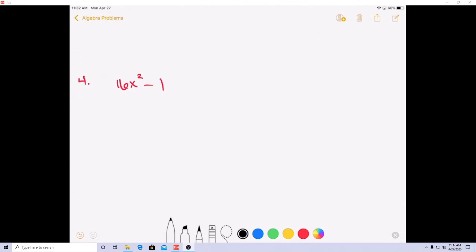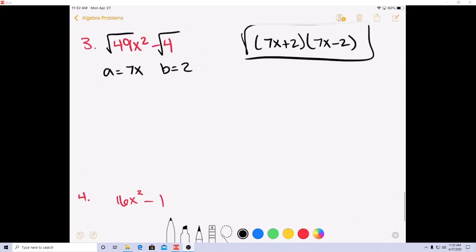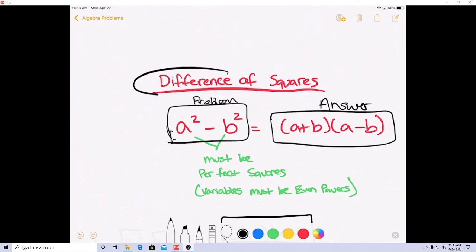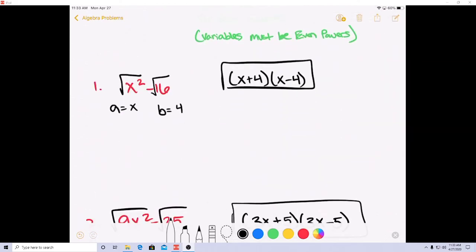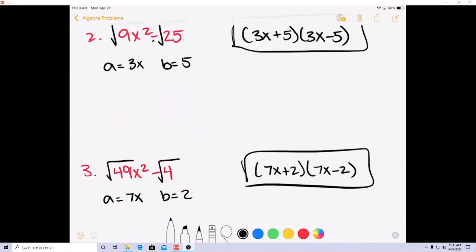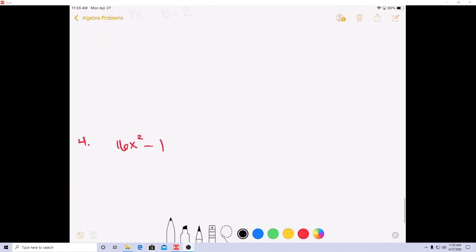And then our last one again, 16 and 1 are both perfect squares. Also, I didn't point this out. It's called difference of squares. There's also got to be a subtraction sign in the middle of both terms. Okay? So, perfect square, subtraction sign, we're good to go.